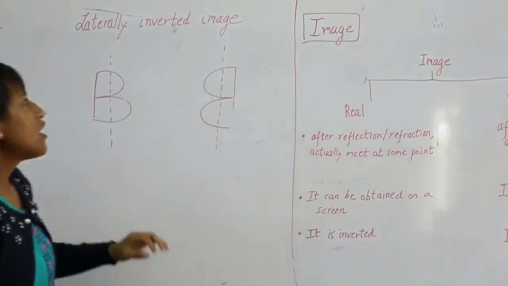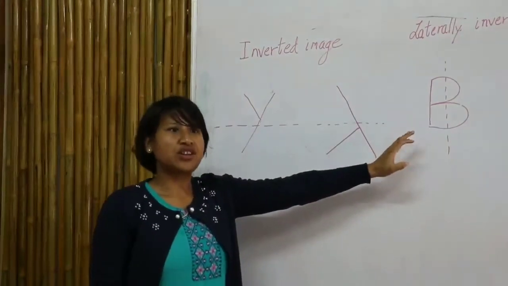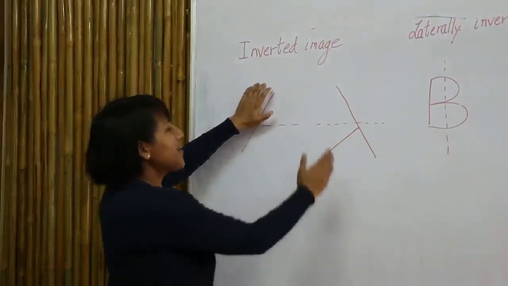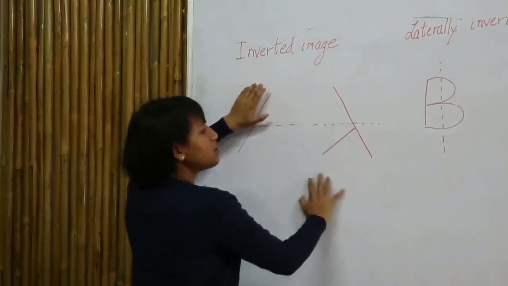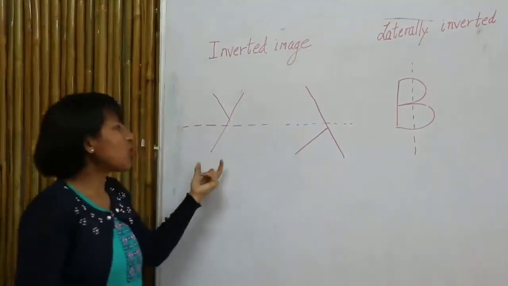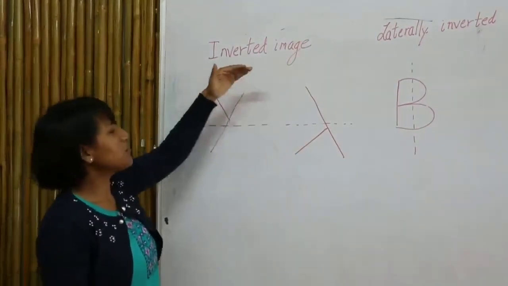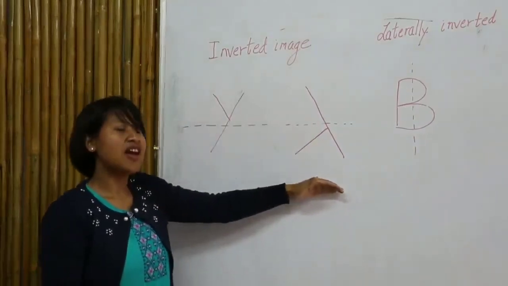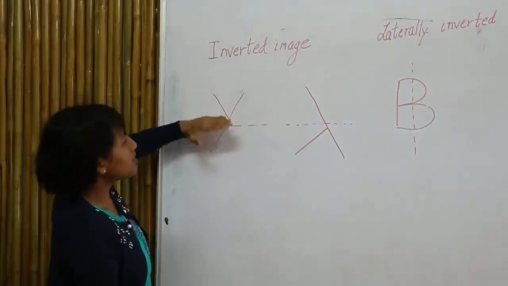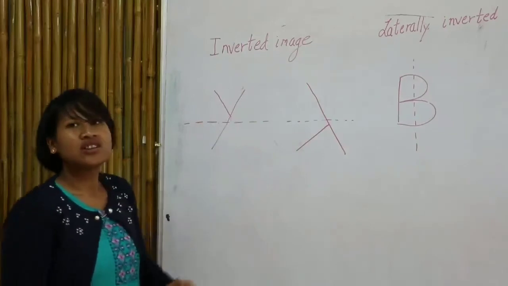Now, there's an inverted image and a laterally inverted image. An inverted image is when the top of the object, suppose there's a mirror and this is the image, this top actually will become the bottom. This is the object, but this is the image. The top will be the bottom, and the bottom will be the top. That is what is meant by an inverted image. Actually, it flips through the horizontal axis, and this phenomenon is called inversion.